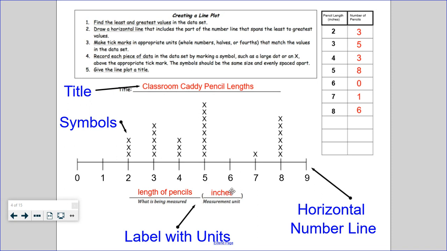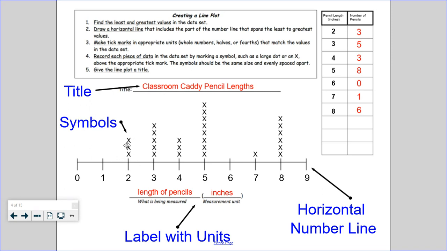We need to look and see what is the least value in the data set. And what that means is what was the shortest pencil, essentially? What was the least number of inches? And that would be 2. What was the longest pencil length, or what is the greatest value in the data set? Well, the longest pencils were 8 inches. So we need to make sure our number line can go from 2 to 8. And this one goes from 0 to 9, so will all our data fit? Yep, it sure will.